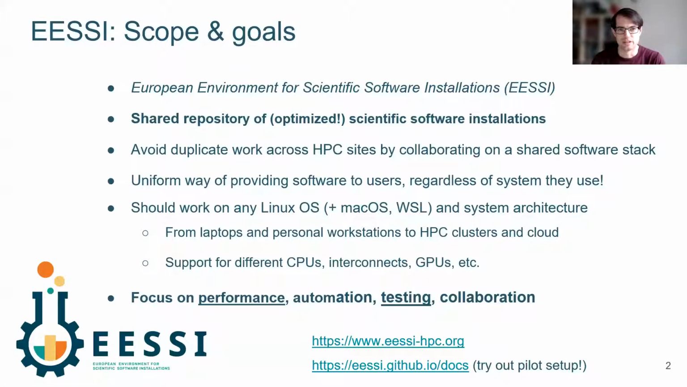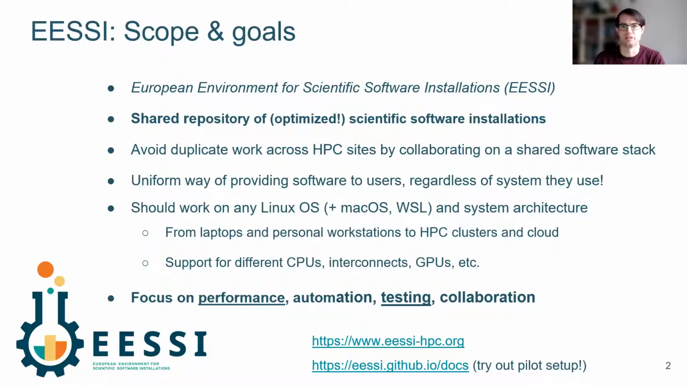So the EESSI project has the following scope and goals. EESSI stands for the European Environment for Scientific Software Installations, and we aim to set up a shared repository of optimized scientific software installations. What does that mean? Well, as you probably know, a lot of HPC sites nowadays provide software stacks to their end users, and they will do these installations themselves. They will optimize these installations for their users. And that is, of course, a lot of effort. And that means that also a lot of duplicate work is being done across HPC centers.